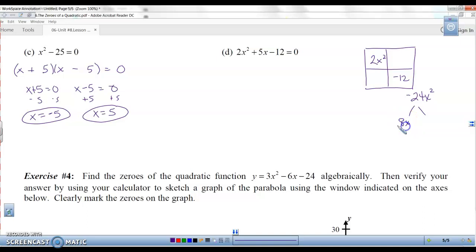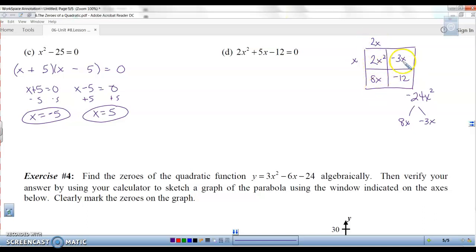So this is going to be 8x, negative 3x. Put those in the boxes, and then do the GCF of each row and column. So between 2x squared and 3x, your GCF is x. Between 2x squared and 8x, your GCF is 2x.